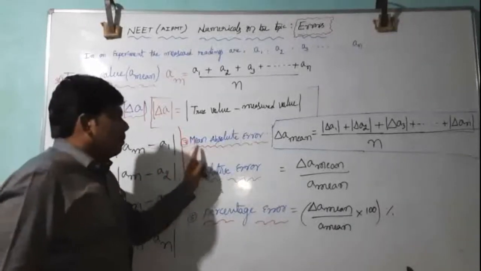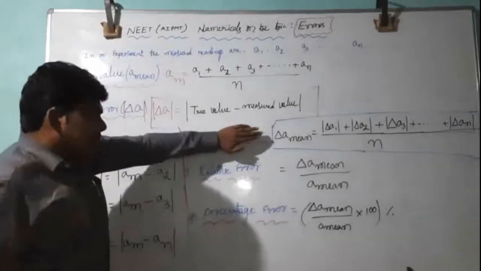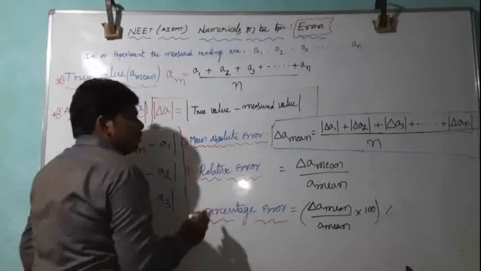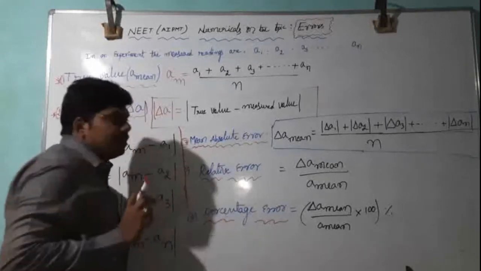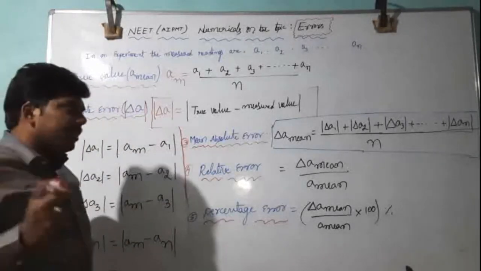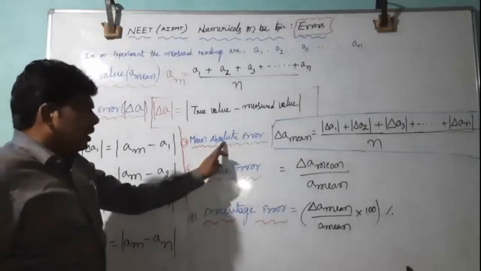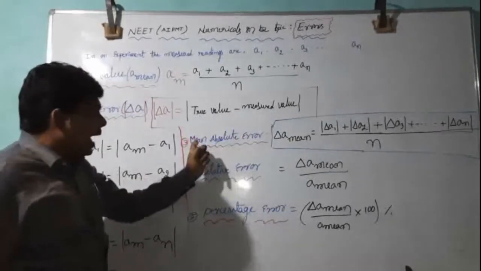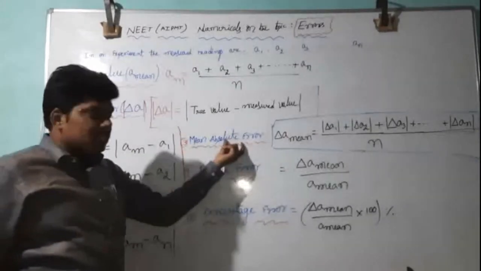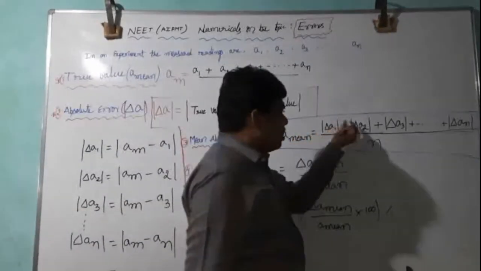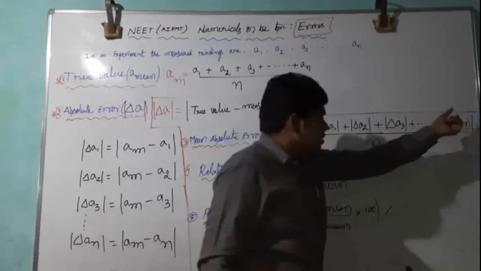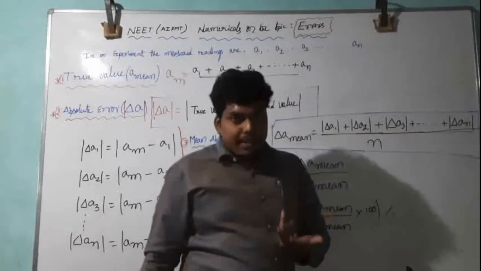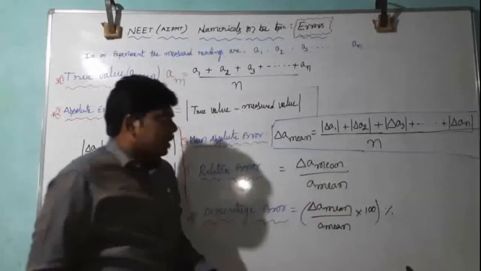That is the mean absolute error. Already we know the absolute error. Next, we have to go for the mean absolute error. Mean is nothing but average. How to find the average? Here, for the mean absolute error, we have to find the average of the absolute errors. That means we have to add all the absolute errors and divide by the n number of absolute errors we have added.